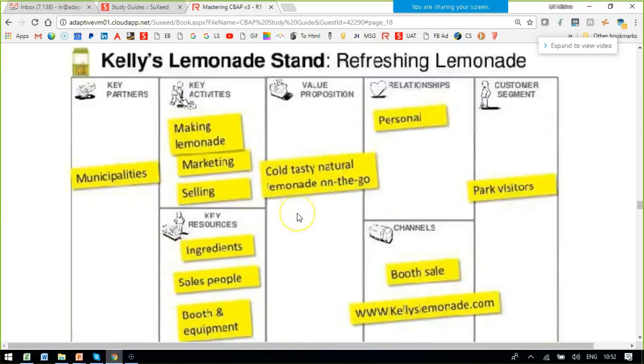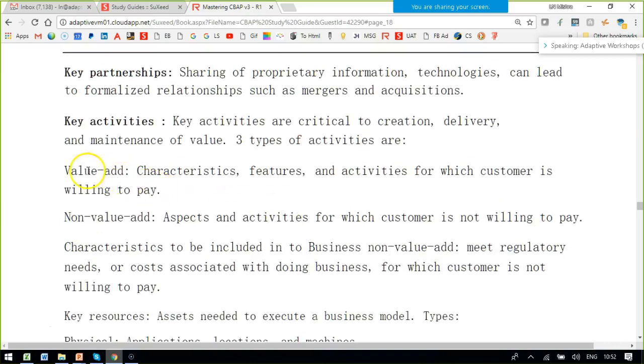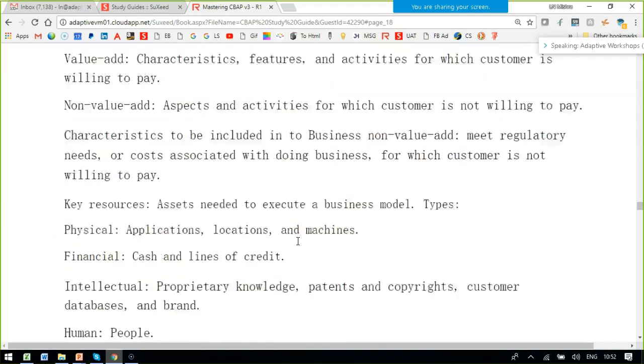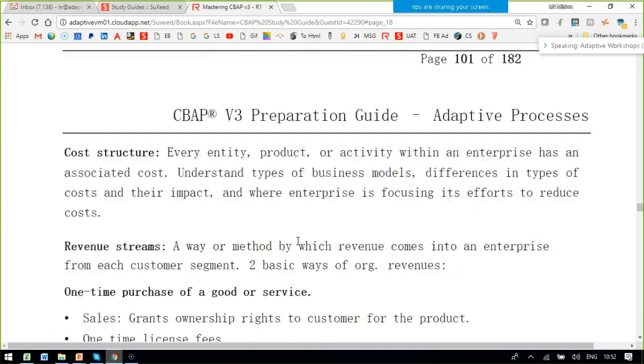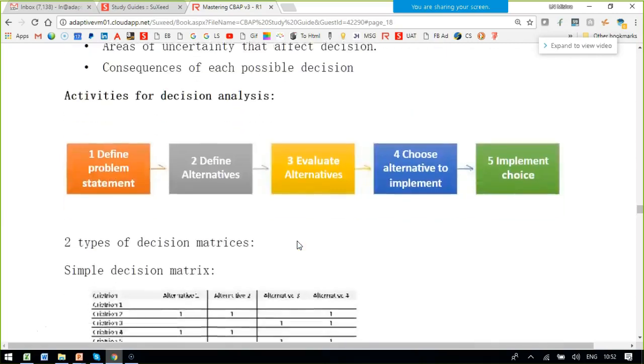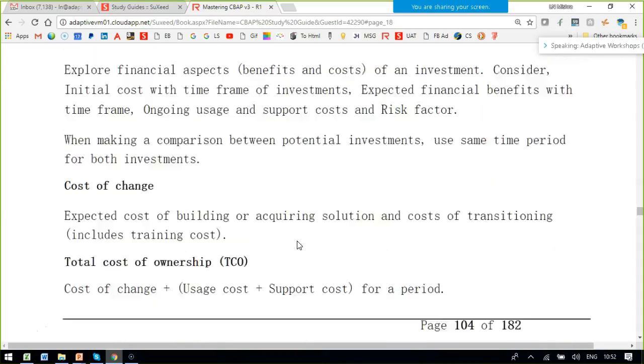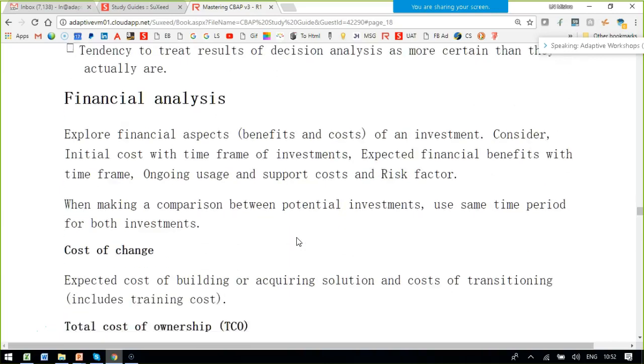Okay, so this is the business model canvas. Here it talks about value added activity, non-value added activity, all these things. Then I think I would have something on, this is what I wanted to spend a little more time on, because for CBAP, you should be a bit more comfortable with numbers.